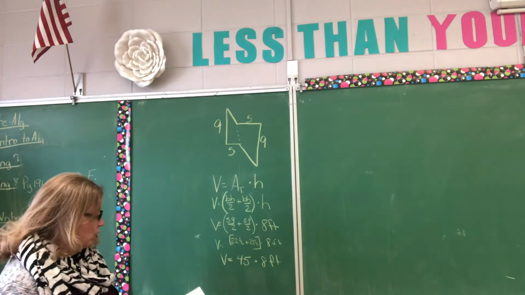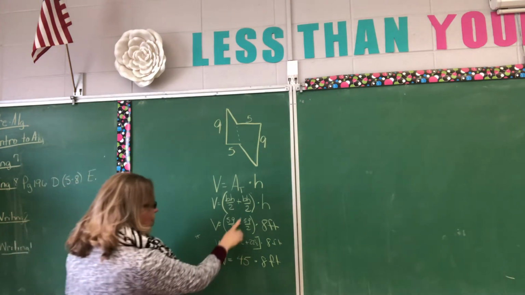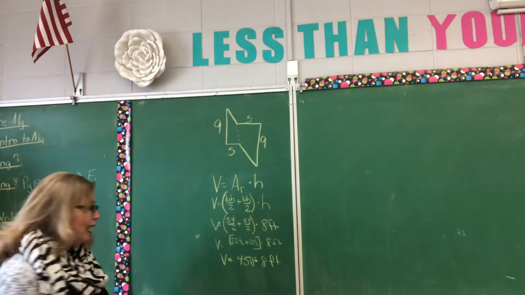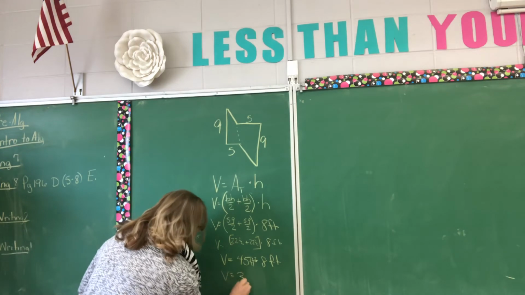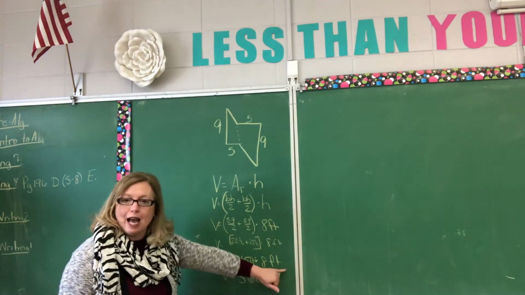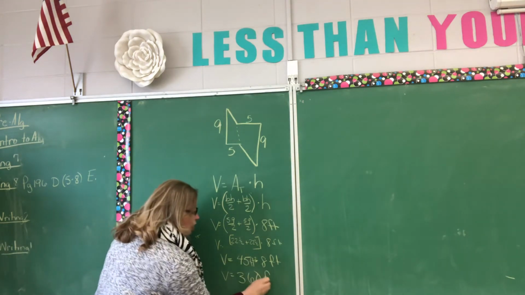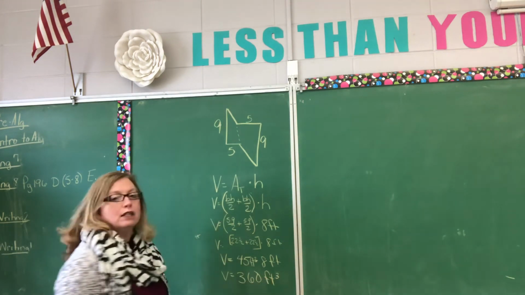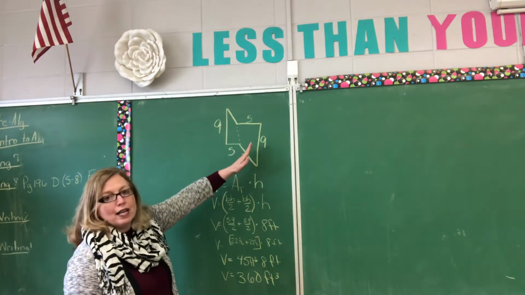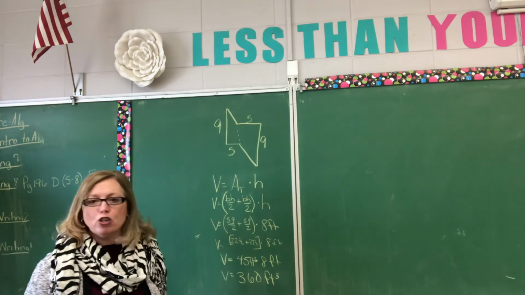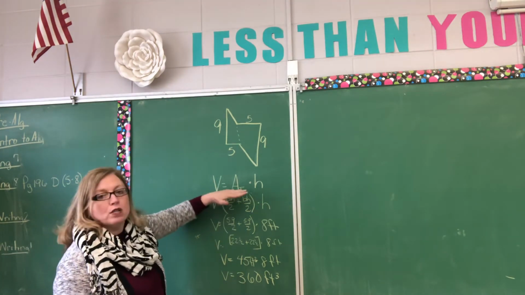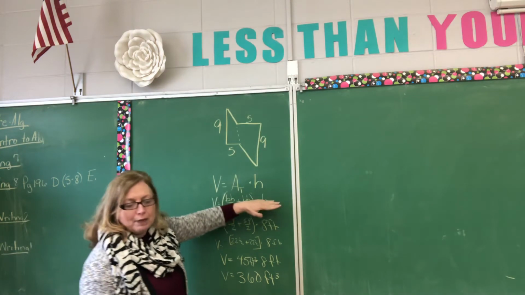So when we multiply 45, and remember this is area, so this is square feet, 45 times 8 is going to be 360. And our units are going to be square feet times feet, giving us cubic feet. All we did was take the two areas, guys. Some of you are making volume much harder than it needs to be. Volume is simply total area times the height.